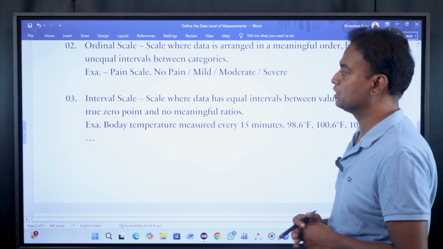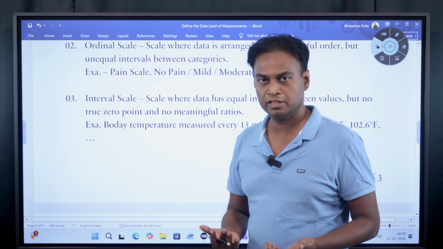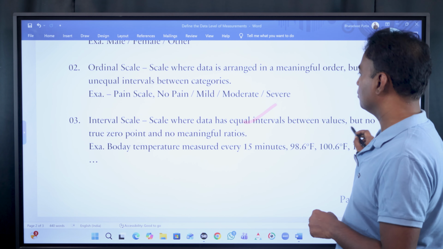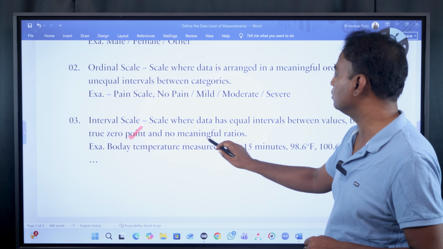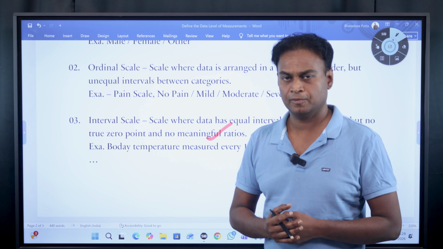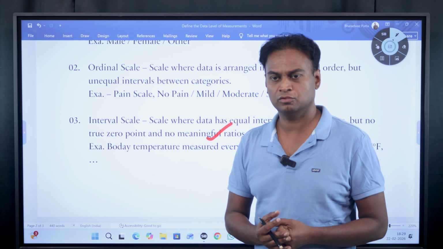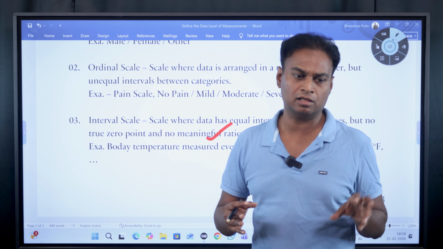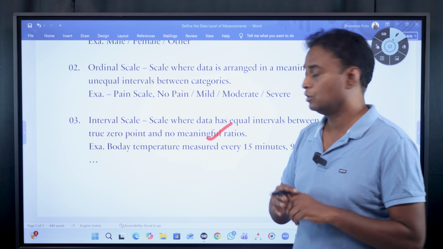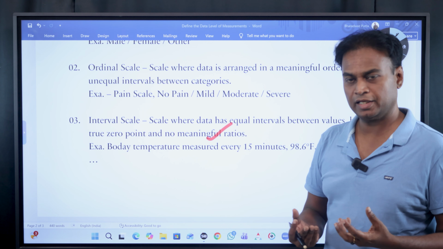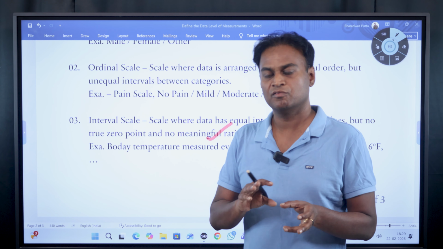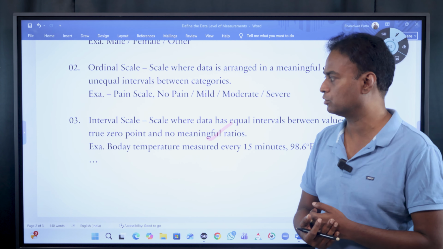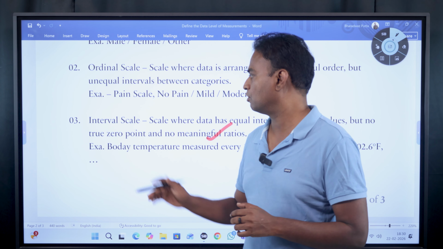Next one is interval scale. Interval scale is the third scale or third level. In interval scale, the data has equal intervals but no true zero point and no meaningful ratios. That data can be labeled, you can give a name to the data. You can order them in a hierarchy from low to high or high to low. You can perform some calculations, like you can subtract, you can find the difference, but you cannot calculate a ratio, and it doesn't have a true zero. Such type of data is applied for interval scale.